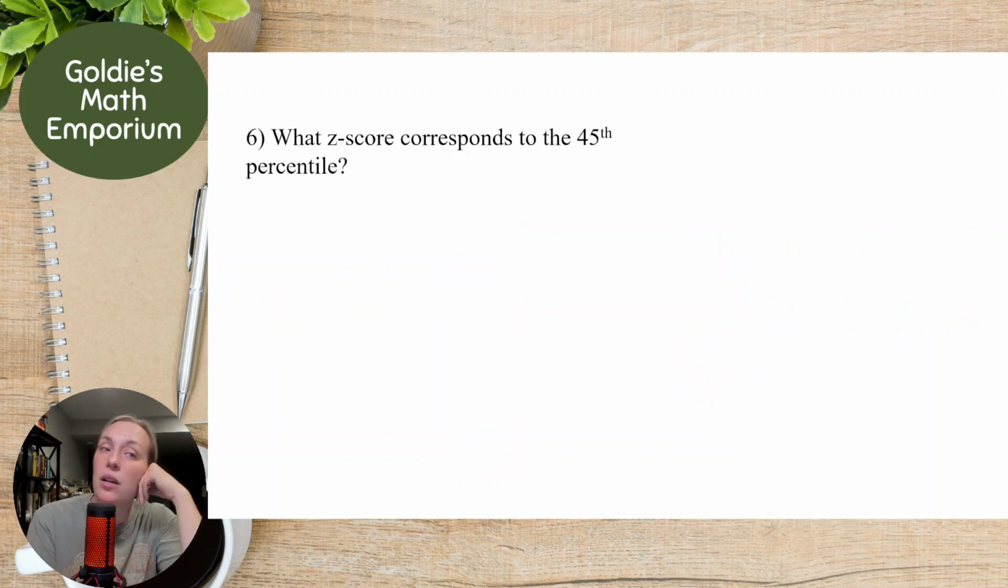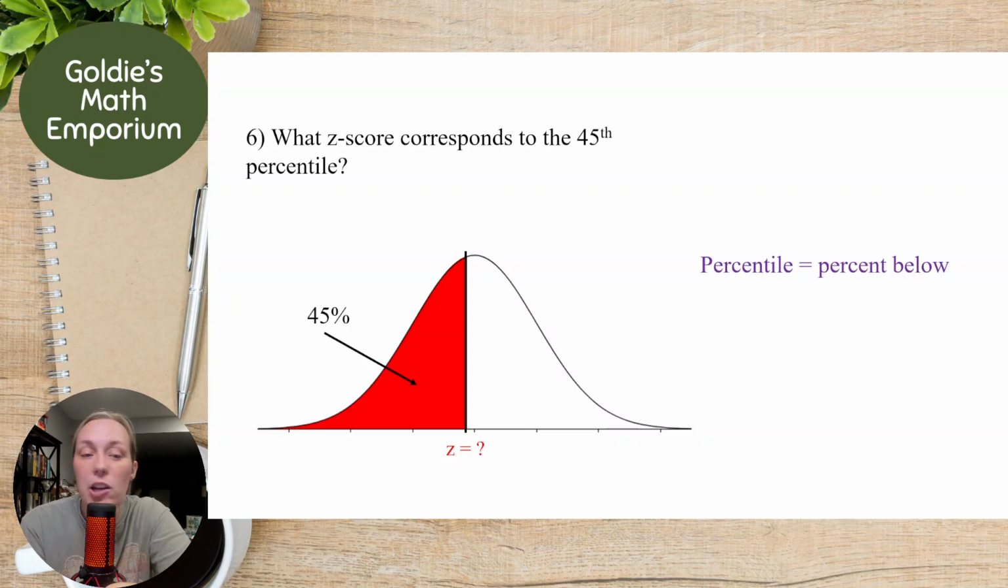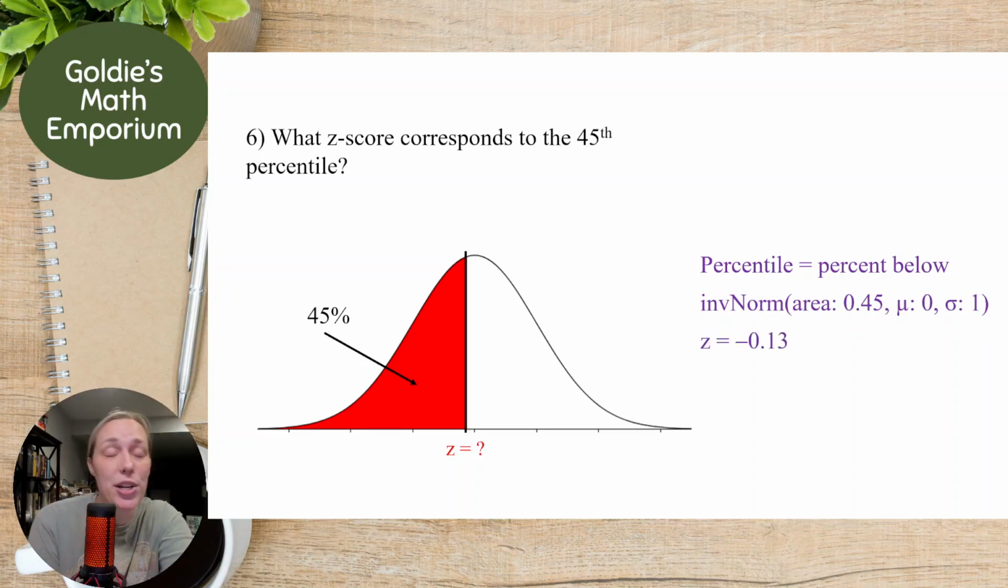Okay. And then the last one is actually very similar to the problem we did before. Remember, percentiles, percent below. If it's asking for the 45th percentile, that's just 45% below your z-score. So put in 0.45 right away, area to the left, and you can get your z-score of negative 0.13.